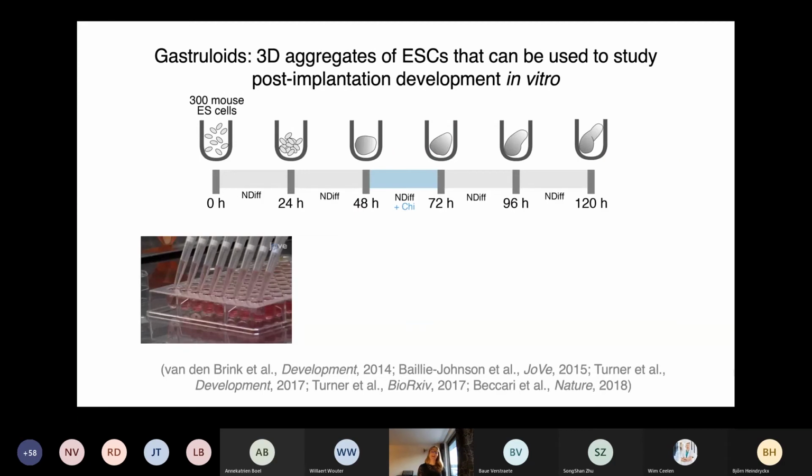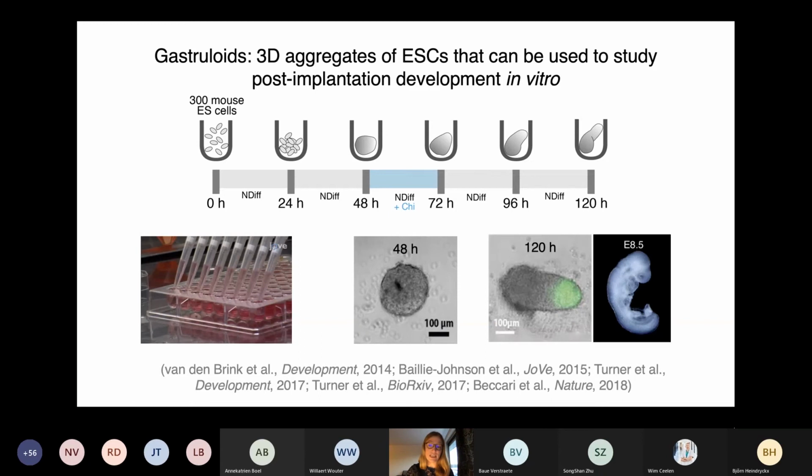Gastruloids are generated by seeding 300 mouse embryonic stem cells into the wells of a U-bottomed 96-well plate. Over a time course of 2 days, these cells sink to the bottom of the well, simply due to gravity. Once they reach the bottom, they aggregate and cluster together to form one spherical, symmetrical aggregate. When treated with the right culturing conditions, this aggregate then elongates over time and forms a structure that resembles important key aspects of the developing mouse embryo. After 5 days in culture, these structures resemble some aspects of 8.5-day-old mouse embryos.